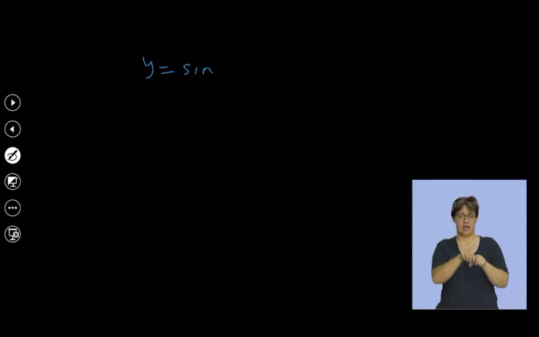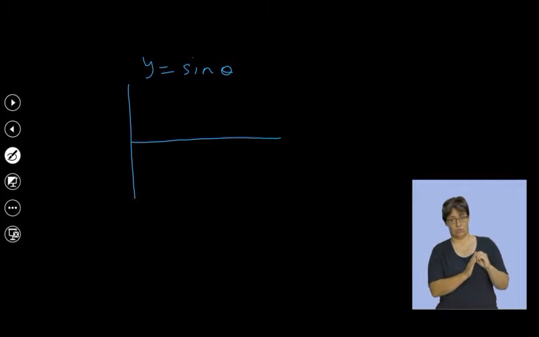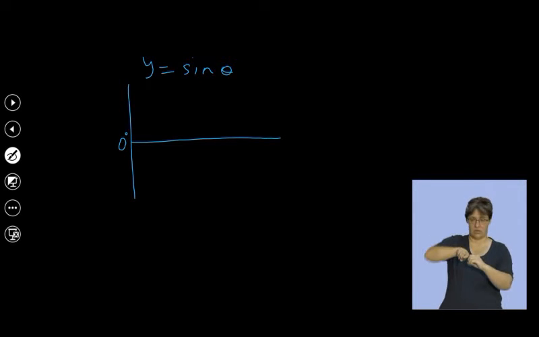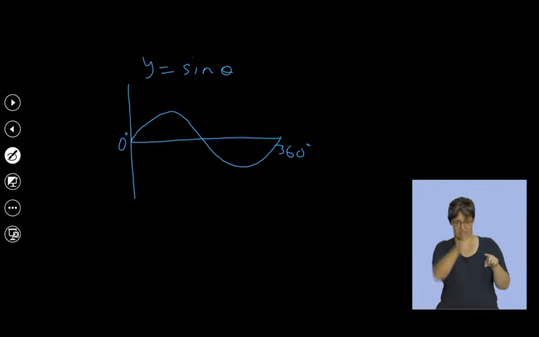Right, so if I want to look at the graph of y equals sine theta, remember that we're looking at this from the context of 0 degrees to 360 degrees. So this is normally 0 degrees to 360 degrees. And this will look something like this. And that's how the graph of sine is going to look, where this point here is my 180 degrees, right?